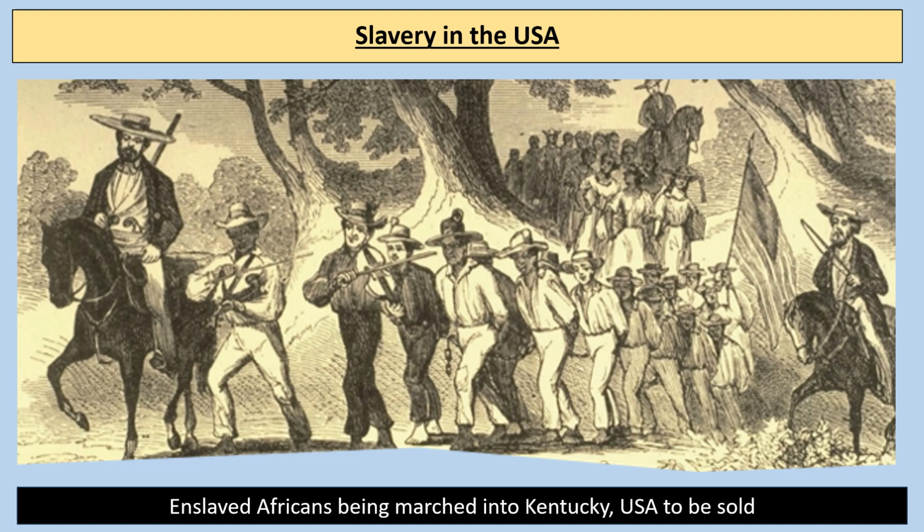So here we can see an image of enslaved Africans being marched into Kentucky in the late 18th century in order to be sold. So slavery was actually increasing in America into the 19th century, and we're going to find out a little bit more about why that was the case.